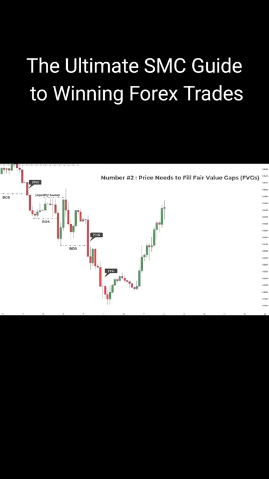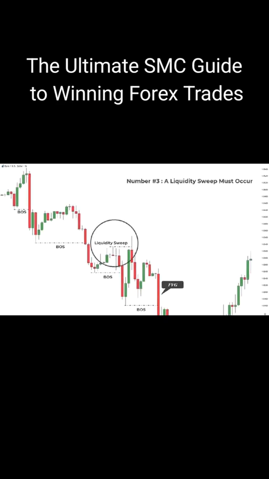Number 2. Price needs to fill fair value gaps. We look for the price to fill any fair value gaps. Here, the price moved back up, filling those gaps created during the previous downward move. This also swept internal liquidity, clearing out orders inside the range, which set up the market to target external liquidity.